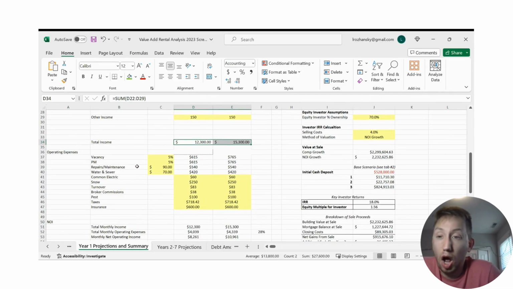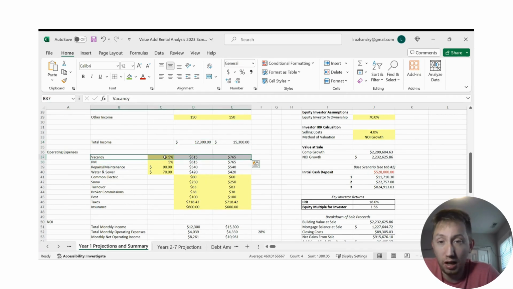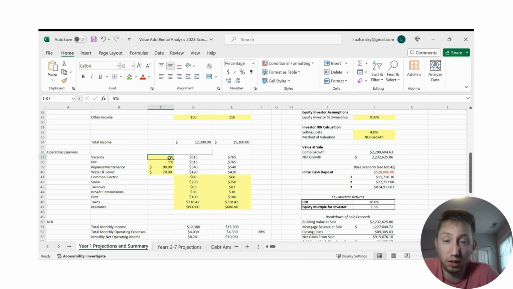Next is going to be our operating expense section. So this is where we're going to put assumptions for all of our operating expenses. So starting with vacancy, typically we do 5% of gross collected income. You can obviously change that depending on your market. There's some sub-markets in Boston where I do 4%. It just really depends on you.